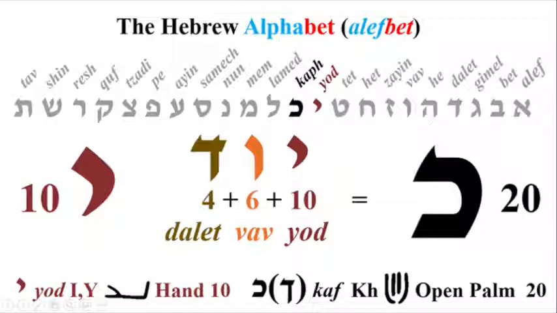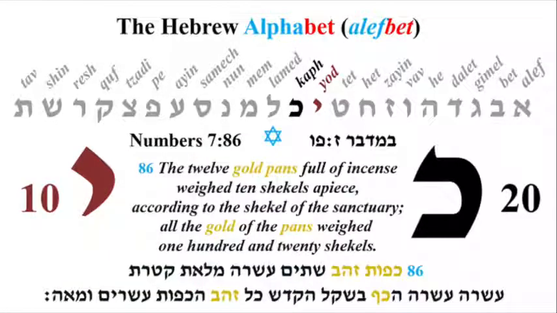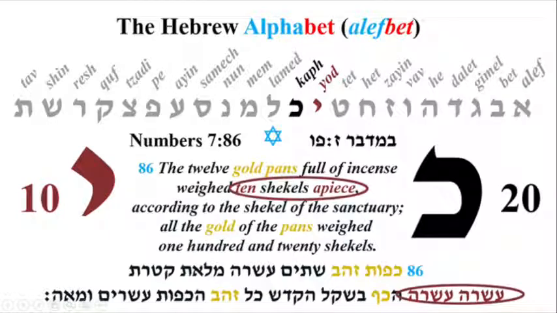And if you look in Numbers chapter 7, verse 86, this is talking about the implements in the temple or the tabernacle. The 12 gold pans full of incense weighed 10 shekels apiece, according to the shekel of the sanctuary. All the gold of the pans weighed 120 shekels. This part in the center here, where it says the 12 gold pans full of incense weighed 10 shekels apiece, that phrase in Hebrew would look like this.